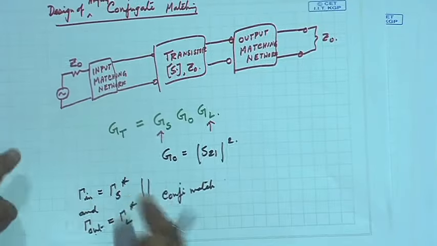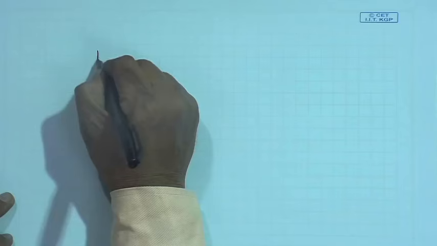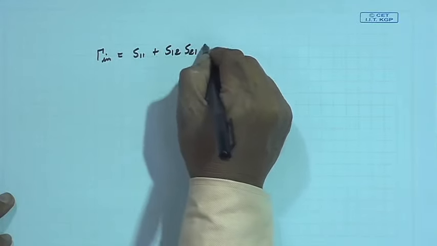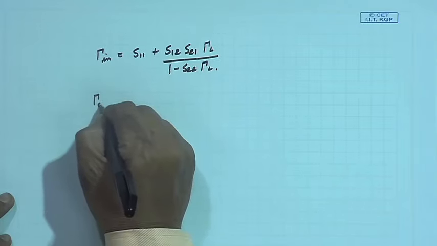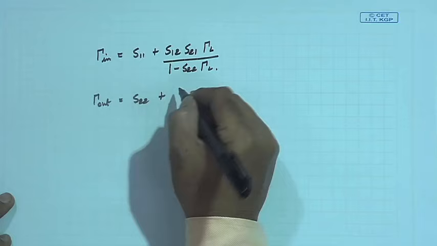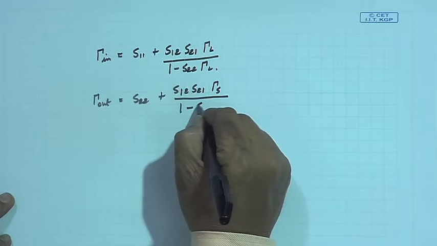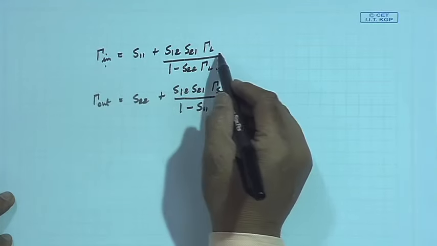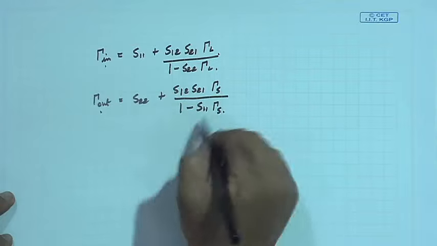Now we have enforced this condition. So again, start from the basic conditions: gamma in is equal to S11 plus S12 S21 gamma L by 1 minus S22 gamma L, and gamma out is equal to S22 plus S12 S21 gamma S by 1 minus S11 gamma S. As I always say, gamma in is a function of gamma L and the S parameters of the device, and gamma out is a function of gamma S and the S parameters of the device.